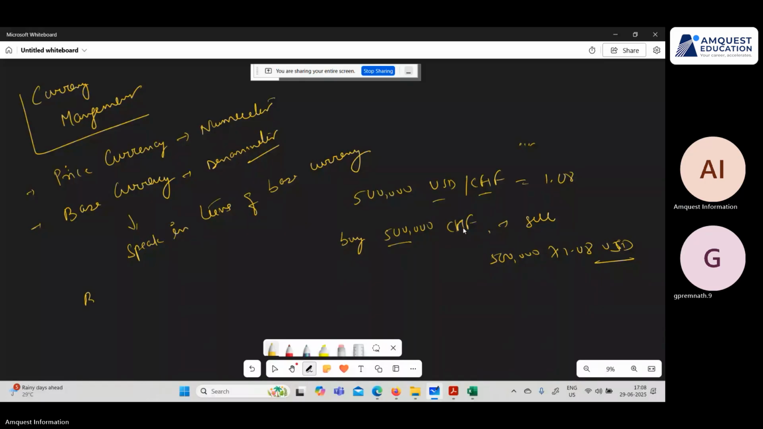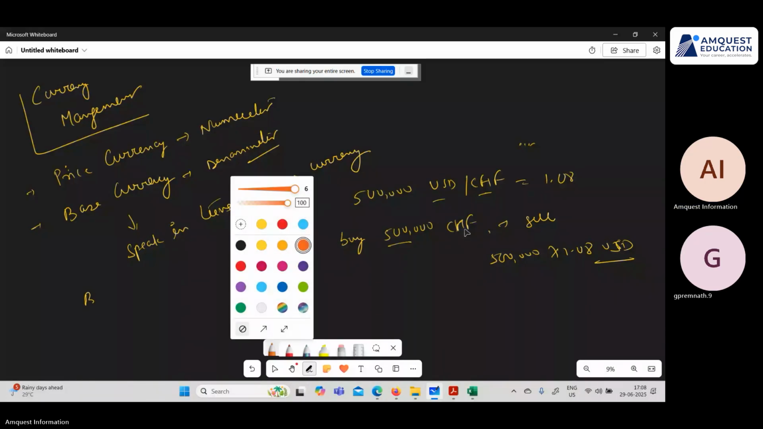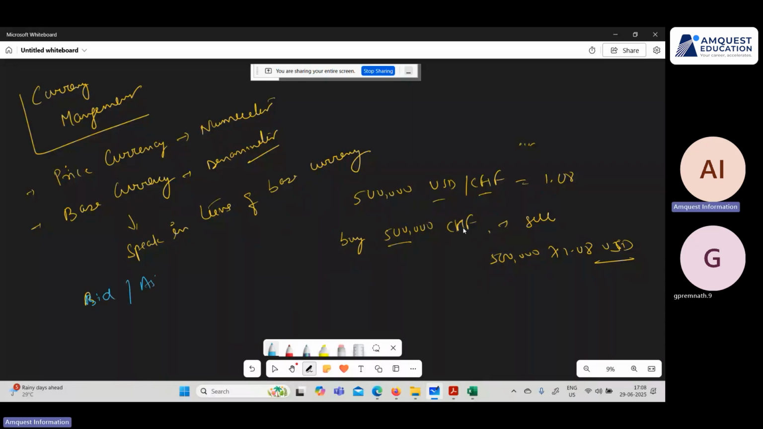Another thing is the bid-ask spread. Which is a smaller number, bid or ask? Bid. So tell me something: do we buy at bid or do we buy at ask? We buy at ask. Buy at ask, and then we sell it at ask? Buy at ask and sell at ask? That's not possible.